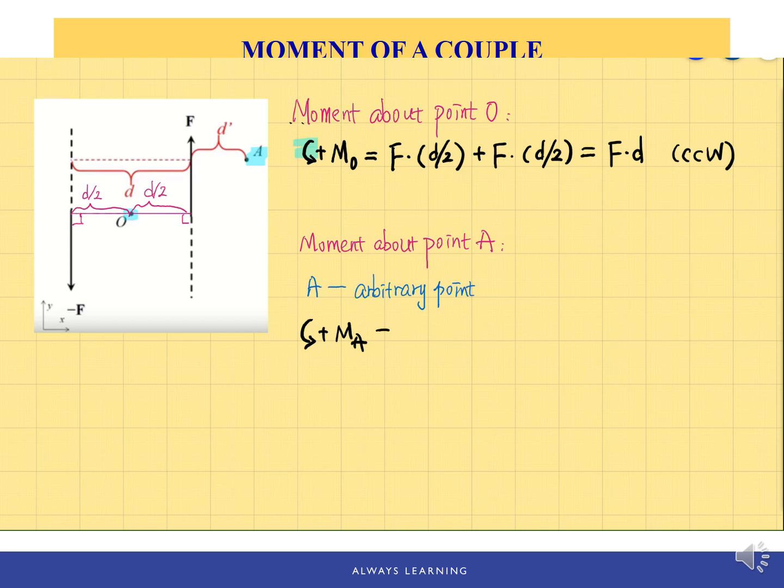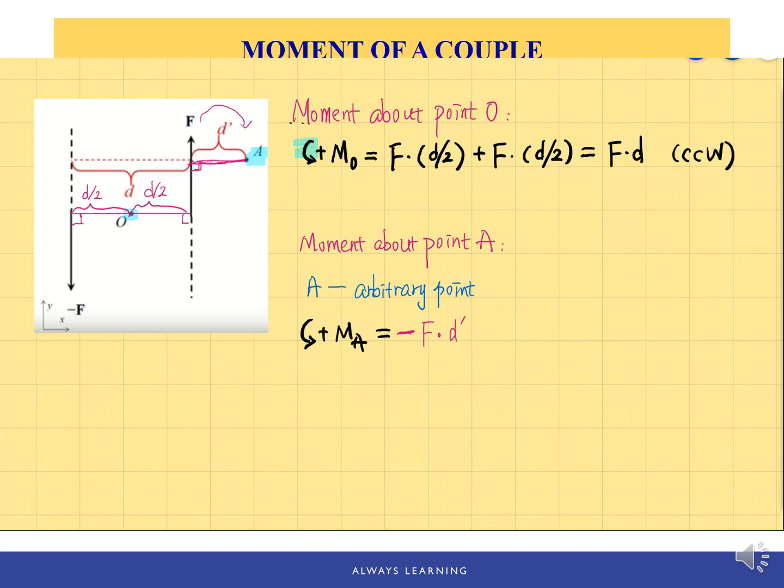Now for the force F pointing up, it will cause a rotation about point A, and the direction of rotation is going that way. That means it's clockwise. Therefore, we need to put a negative sign in front of the first moment caused by this force F pointing up. And the moment arm is d prime because that's the distance from point A to the line of action of this force.